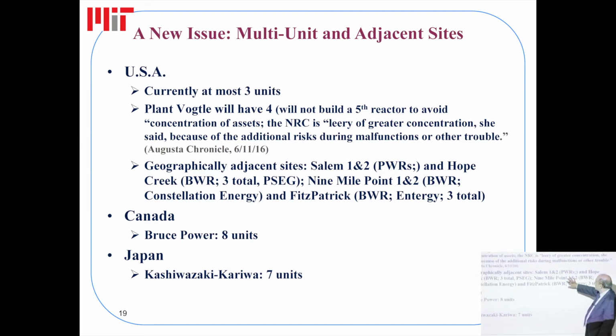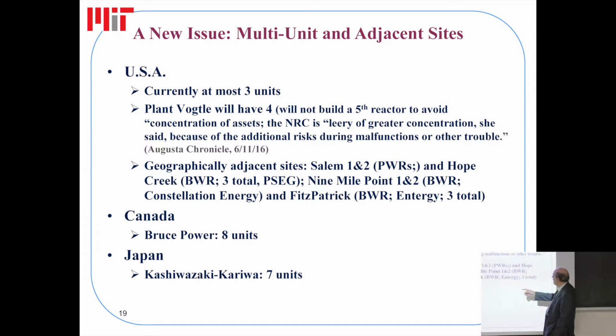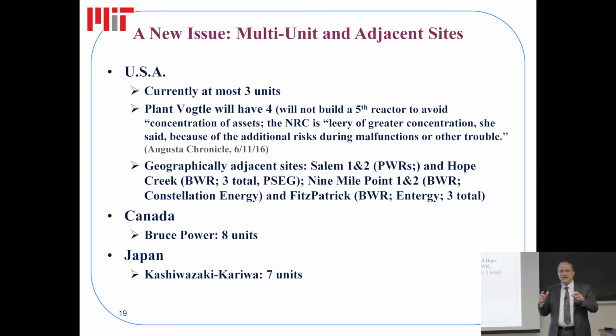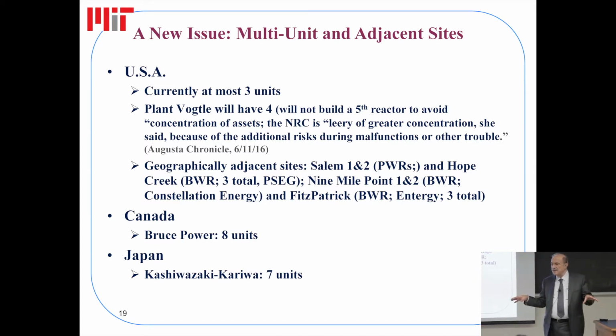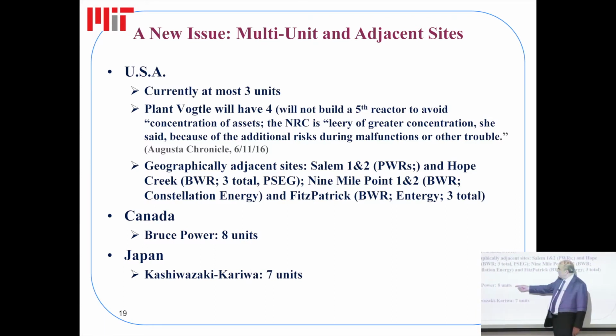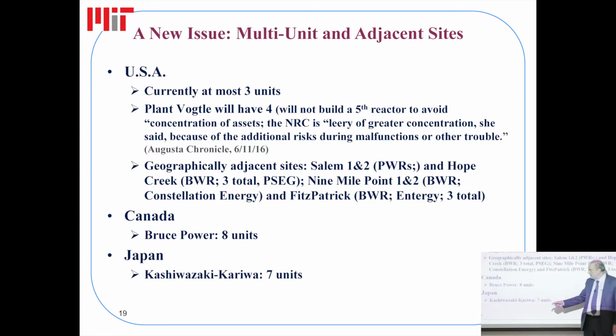But then what's worse is you have these adjacent sites. So Salem 1 and 2 and Hope Creek are very close to each other in the sense that if there is one accident in one site, most likely that will affect the other site. And what makes it worse is that the sites belong to different utilities. Okay? So this is now something we don't like to talk about, but in my view, this may become important. But look at Canada. 8 units at the same site, and Kashiwazaki-Kariwa in Japan, 7 units.